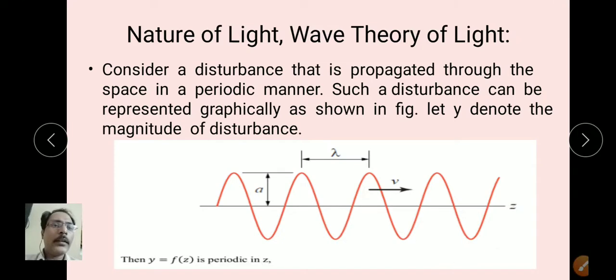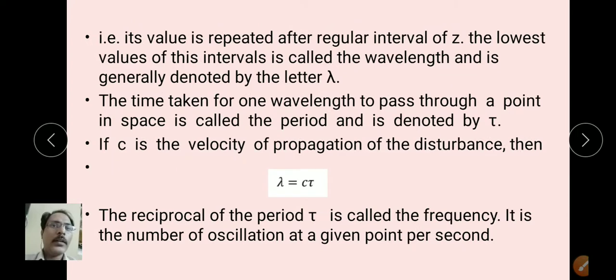So that is what we are going to consider in the nature of light. The light which is moving in wave form in the direction of z can be taken in the form y is equal to f(z). So y is the magnitude and f(z) is the function to represent the wavy form of the light, which is periodic in z. The value is repeated after regular intervals of z. The lowest value of this interval is called the wavelength.